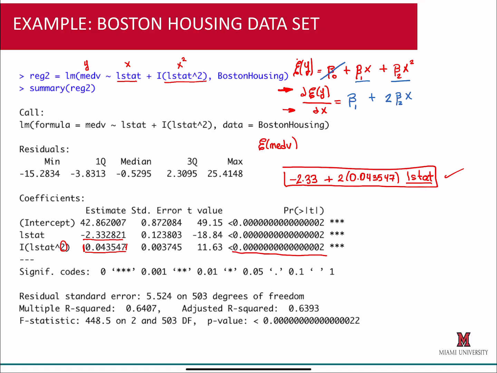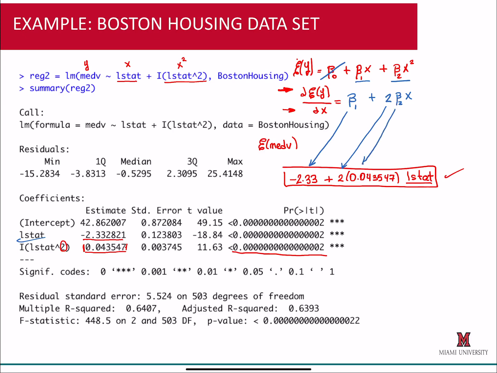So that is what happens when we are trying to measure the effect of the variable lower status. This is going to be the slope for the value x, the linear piece, and this is going to be the 2 beta 2 x produced by that effect when we take the derivative.